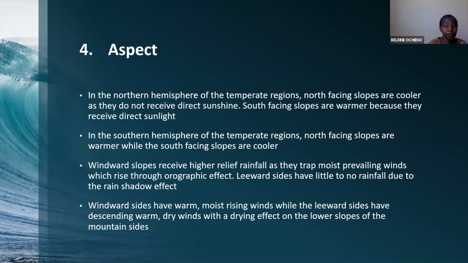Let's move on. Aspect, the way we know it. We are on the second point. In the southern hemisphere, in the temperate regions, north-facing slopes are warmer. North-facing slopes are warmer, while the south-facing slopes are cooler.